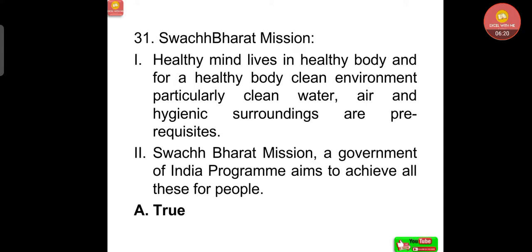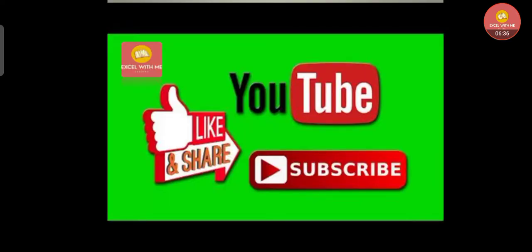Now, Swachh Bharat Mission, related to that two statements: a healthy mind lives in a healthy body, and for a healthy body, a clean environment, particularly clean water, air and hygienic surroundings, are prerequisites, obviously. Swachh Bharat Mission, a Government of India program, aims to achieve all these for people. Both are true.